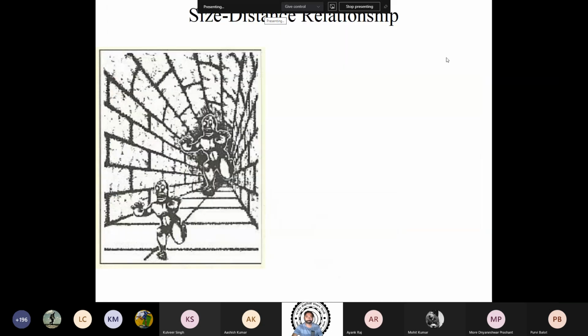Ayank or anybody else. So I guess the thing that we are seeing is because our mind is thinking that both the monsters are at the same level. No, what do you mean by thinking? We are experiencing it at this point. Yeah, the one that is behind is at a higher elevation. So we are experiencing that it is bigger in size. So I guess that's the reason.